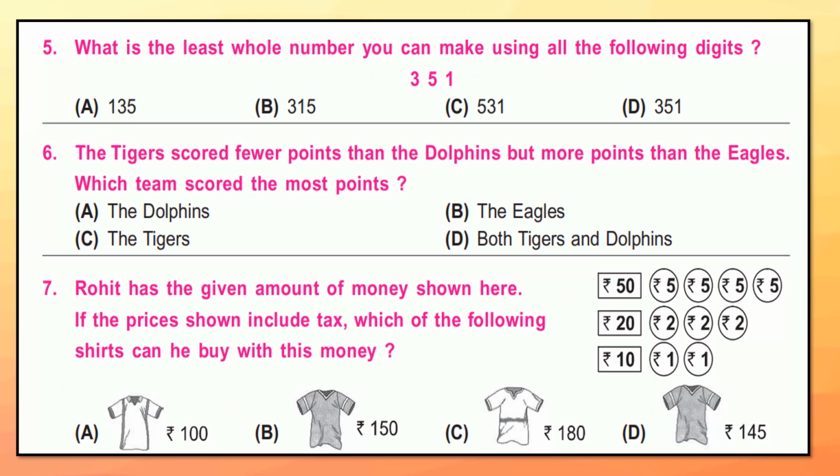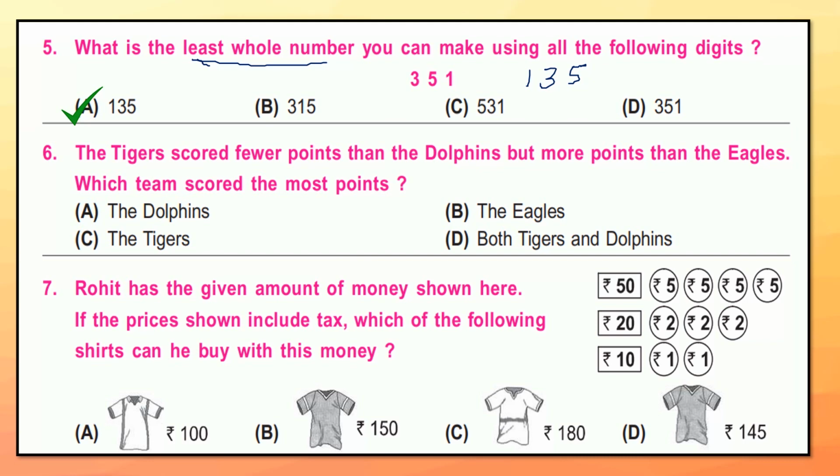Question number 5. What is the least whole number you can make using all the following digits? 3, 5, 1. We need to form the least whole number. So the least number among 3, 5, 1 is 1. The next least number is 3, next 5. So the correct answer is option A, 135.